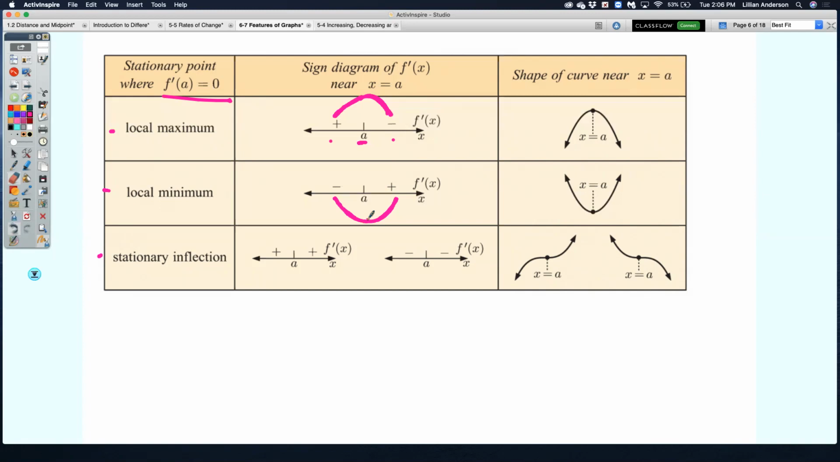Stationary inflection points occur when there is no change on both of those. So it goes positive, positive, or negative, negative. Still, that a value occurred when you set the first derivative equal to 0. So it still holds to the whole stationary point concept, but it's not a max or a min. It's actually an inflection point. And if you notice, these types of curves change from being one way to being another way, like downwards and up, or vice versa.